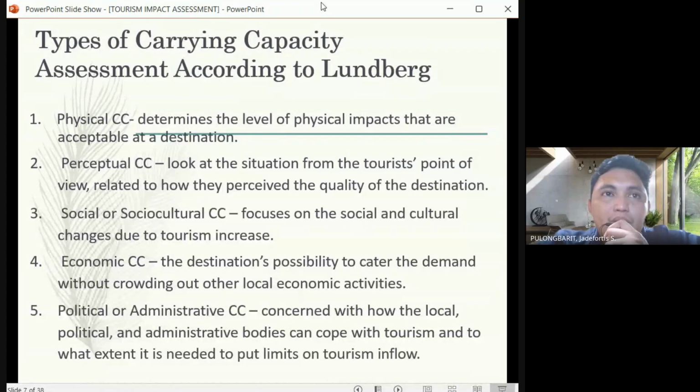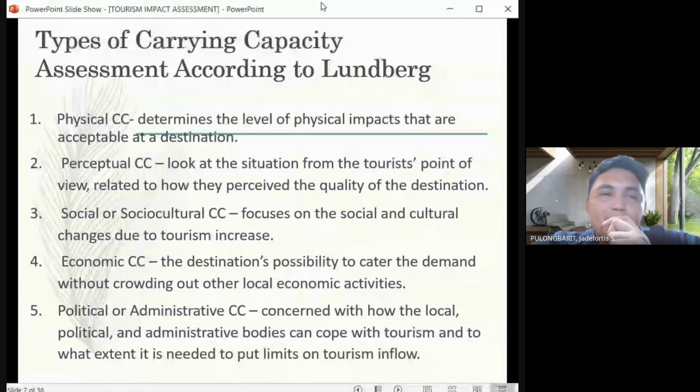Economic carrying capacity, so the destination's possibility to cater to the demand without crowding out other local economic activities, that is economic CC. So kumbaga, to cater the demand of the tourists without overcrowding or crowding out na hindi makakaapekto po sa local economic activities because sa dami ng tao. So that is economic CC. The destination's possibility to cater yung highest demand ng tourists doon sa destination na hindi makakaistorbo or makakasira po sa local economic activities. That is economic CC.